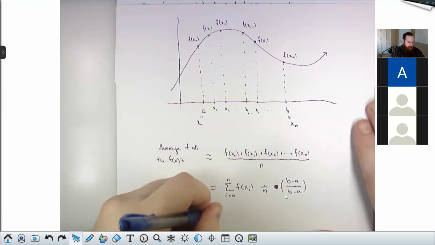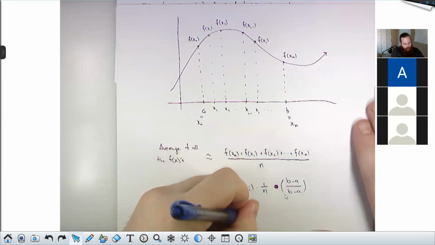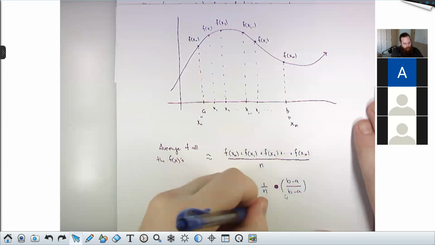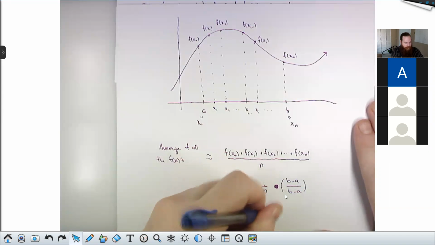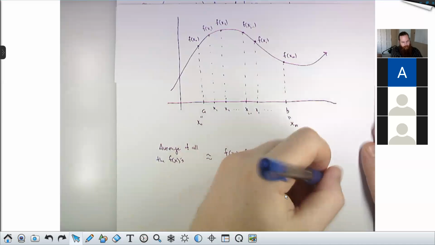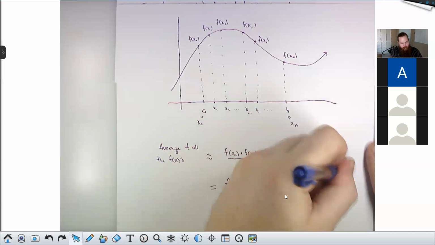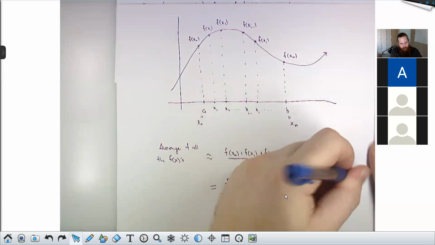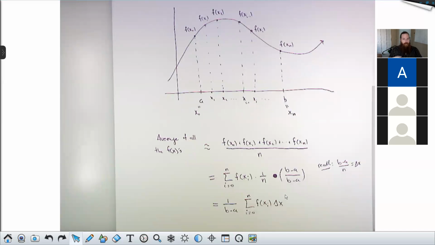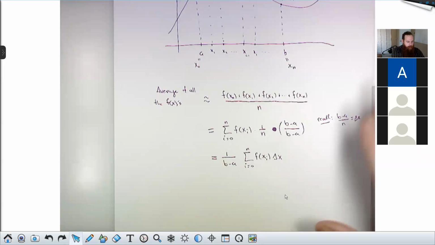And this guy, he's just a constant, so he can come out of the sum as 1 over b minus a. And then what's left in there would be the sum from 0 to n, f of xi times delta x, because b minus a over n is delta x. And now this looks not kind of like a Riemann sum, but exactly like a Riemann sum.